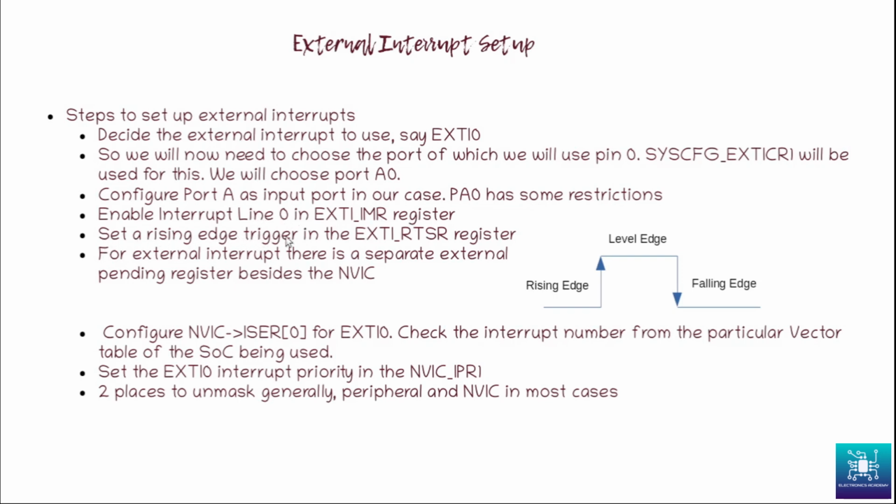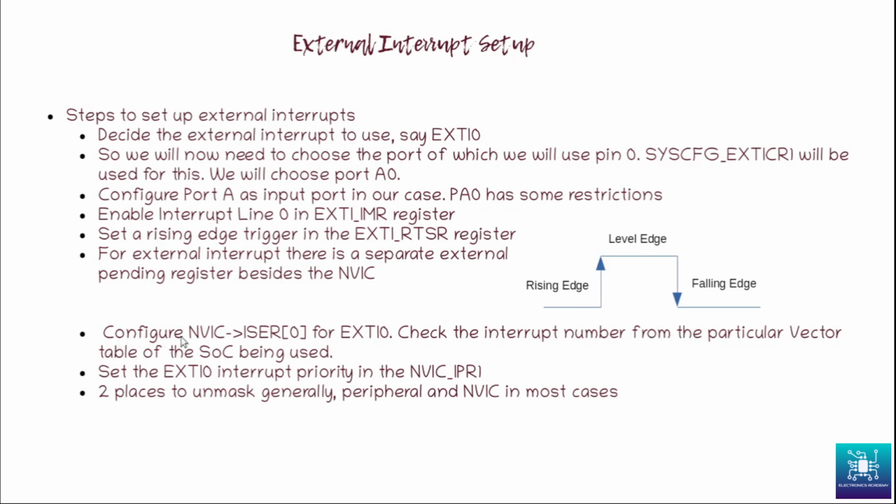Then we will set a rising edge trigger in the RTSR register, which we also saw in the programming manual. And for external interrupt, there's a separate external pending register. So we have been repeating this. This is just a diagram of what a rising edge and falling edge is of a particular signal. When the signal is going from 0 to 1, it's called a rising edge. This is the level edge, and this is the falling edge.